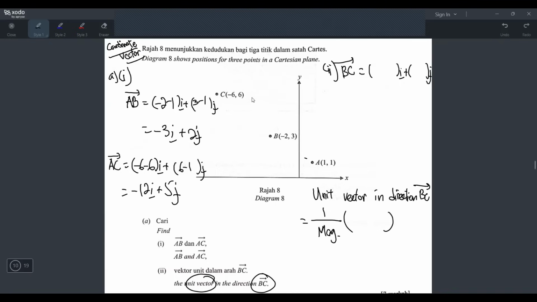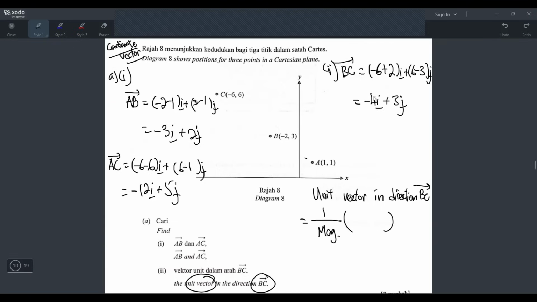So B and C. So how to get the number in front of I? It will be x coordinate minus x coordinate. So it will be negative 6 minus negative 2, which means negative 6 plus 2. And then this will be 6 minus 3. Dia mesti point C minus point B ya. Dia tak boleh B minus C. Dia mesti C minus B, because this is vector BC mah. So C tolak B lah. So you get negative 4I plus 3J.